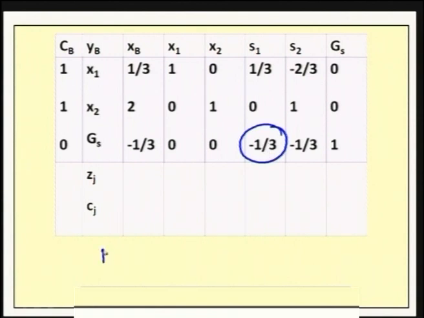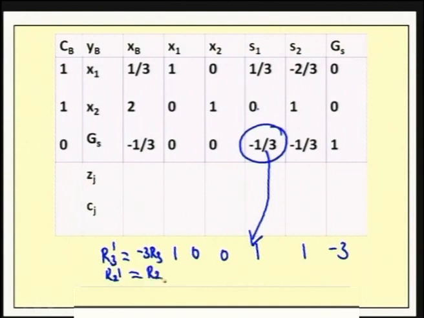For that, my R3 dash is nothing but minus 3 R3. So, if you multiply the entire row by minus 3, this term becomes 1. Therefore, for this one, minus 3 into 1 by 3 gives 1. Then for this one 0, 0. If I multiply by minus 3, it will become 1, and it will become minus 3. So, this pivot element 1 by 3 becomes 1. We have to convert the remaining element in the column as 0. Since it is already 0, my R2 dash is simply R2, which we have 2, 0, 1, 0, 1, 0.